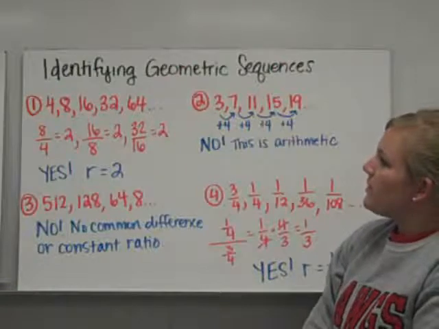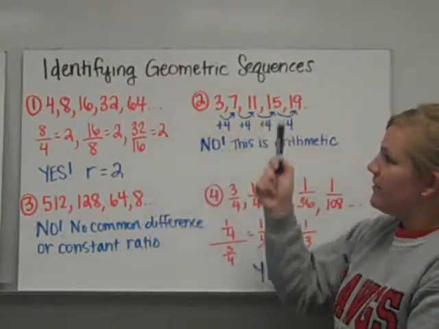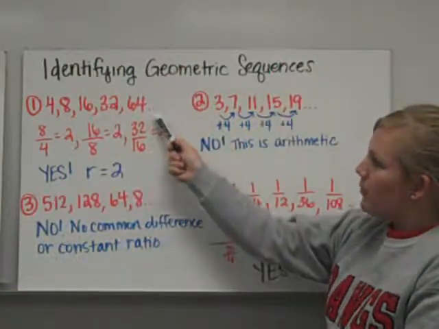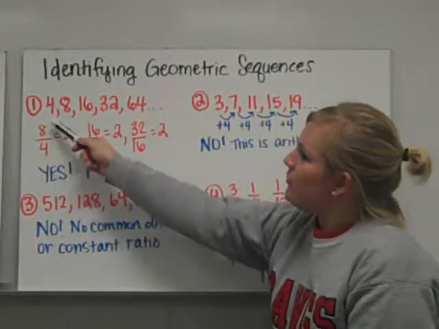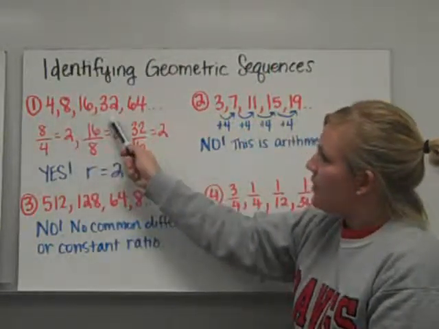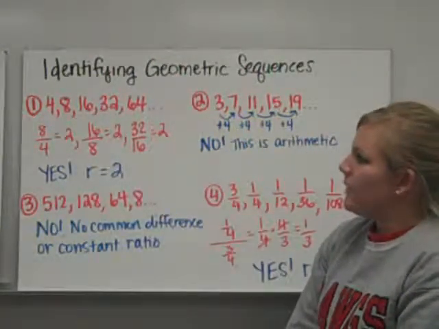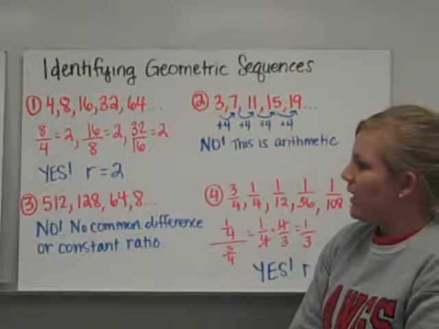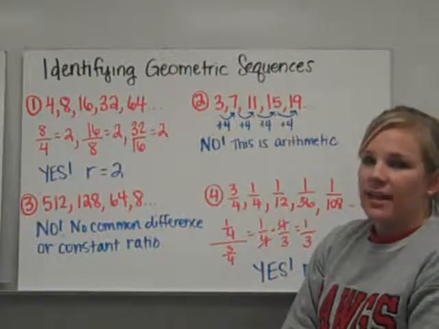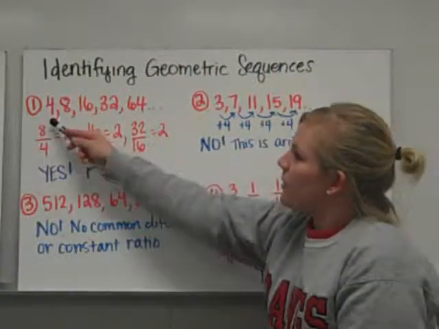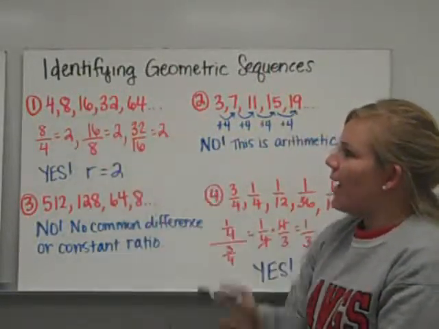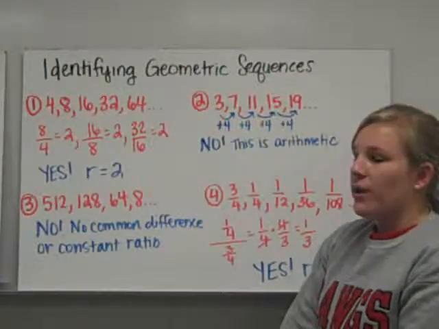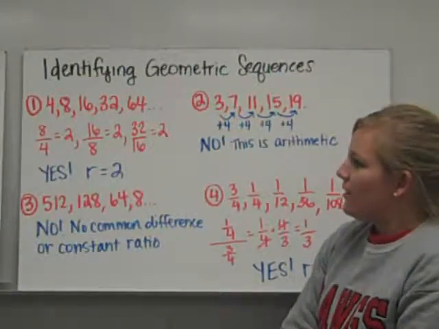The first thing you need to be able to do is identify geometric sequences. Take a look at number 1 here. I have a sequence 4, 8, 16, 32, and 64. In order to figure out if there is a constant ratio here, I'm going to look at consecutive terms. Consecutive terms are ones that come right after one another. I'm going to create a ratio between those consecutive terms.